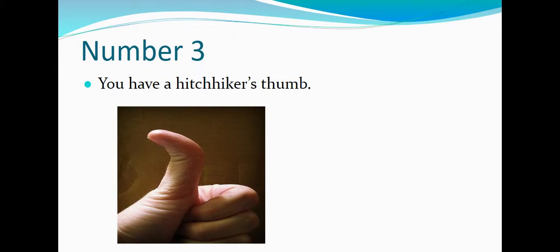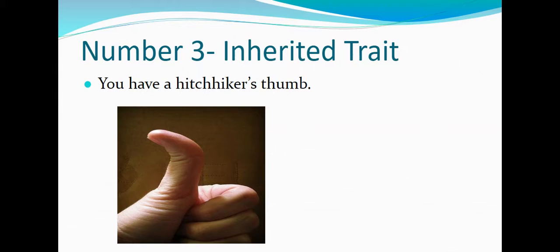Number three, you have a hitchhiker's thumb. A hitchhiker's thumb is shown in the picture below. Is this an inherited trait or an acquired trait? If you answered I for inherited, you would be exactly right. Take a look at your own thumb, hold it up, see if you have a hitchhiker's thumb or not. Is it straight or does it go back a bit? If it goes back a bit, you have what they call a hitchhiker's thumb, and that is inherited.